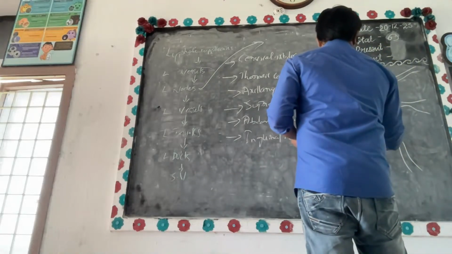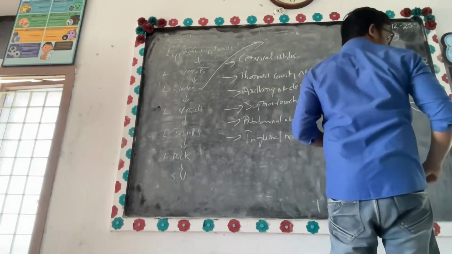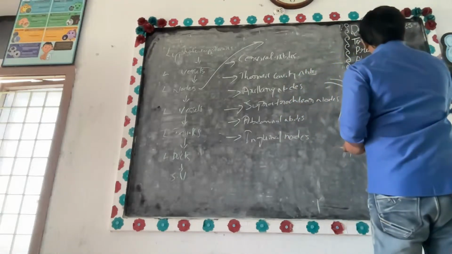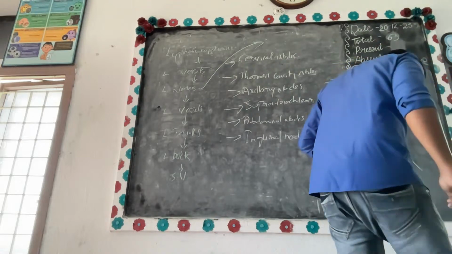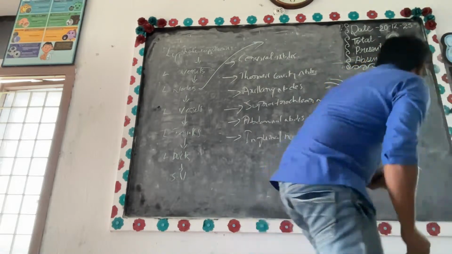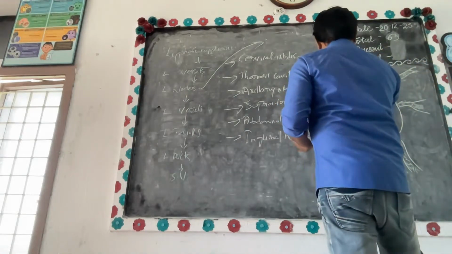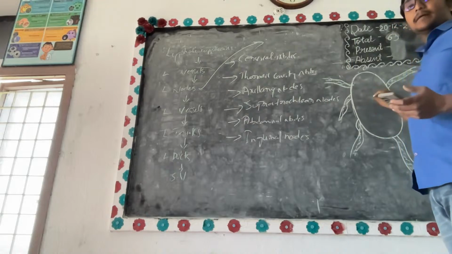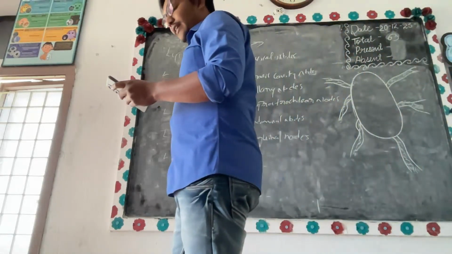Located around the pathways of lymph vessels. These are the lymph vessels which are coming and joining to a lymph node.